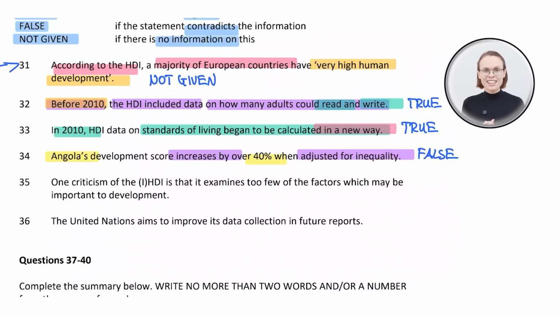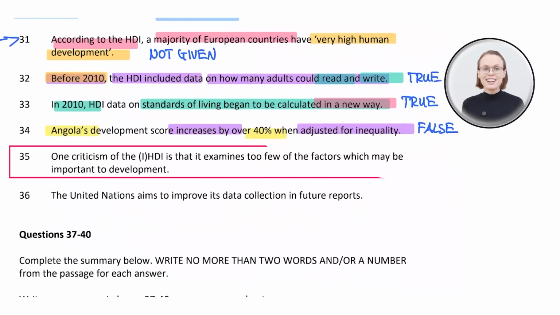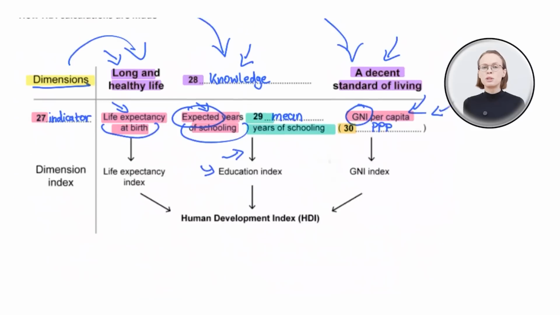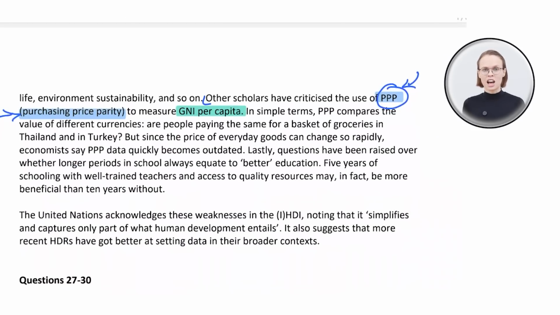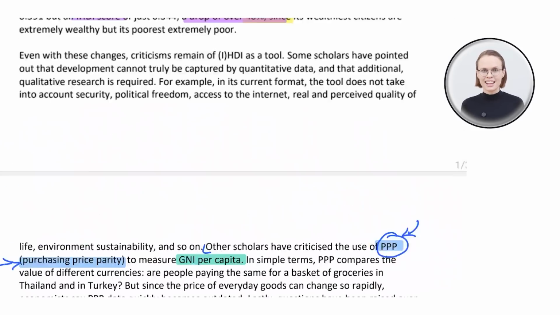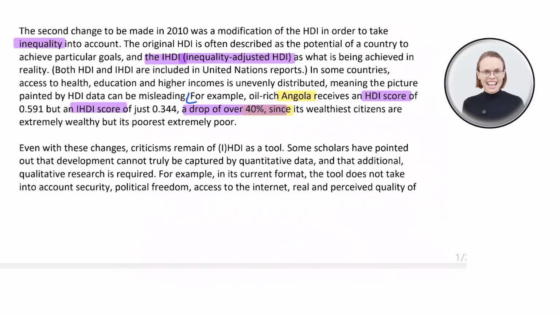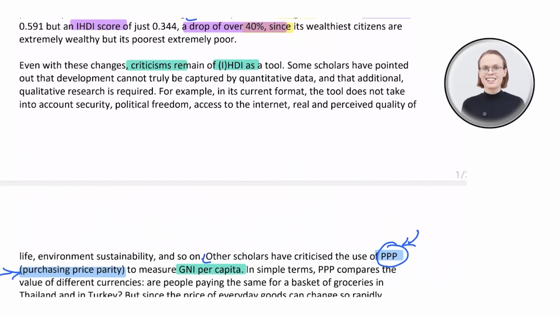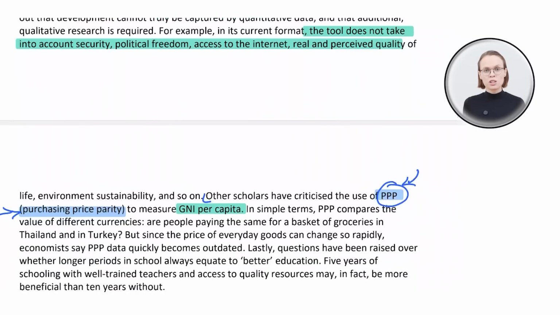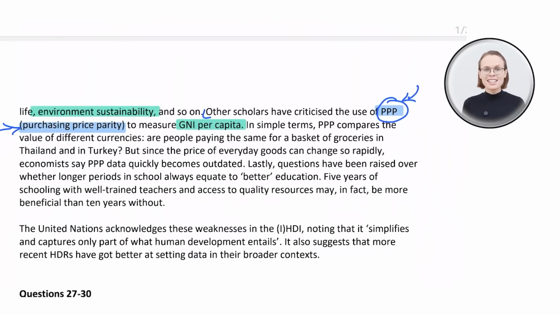Next question. One criticism of the IHDI is that it examines too few of the factors which may be important to development. So we're looking for IHDI in the passage. Where does the passage talk about it? We read about it here, and here it is mentioned again. Criticisms remain of IHDI as a tool. And the paragraph says that in its current format, the tool does not take into account security, political freedom, access to the internet, real and perceived quality of life, environmental sustainability, and so on.